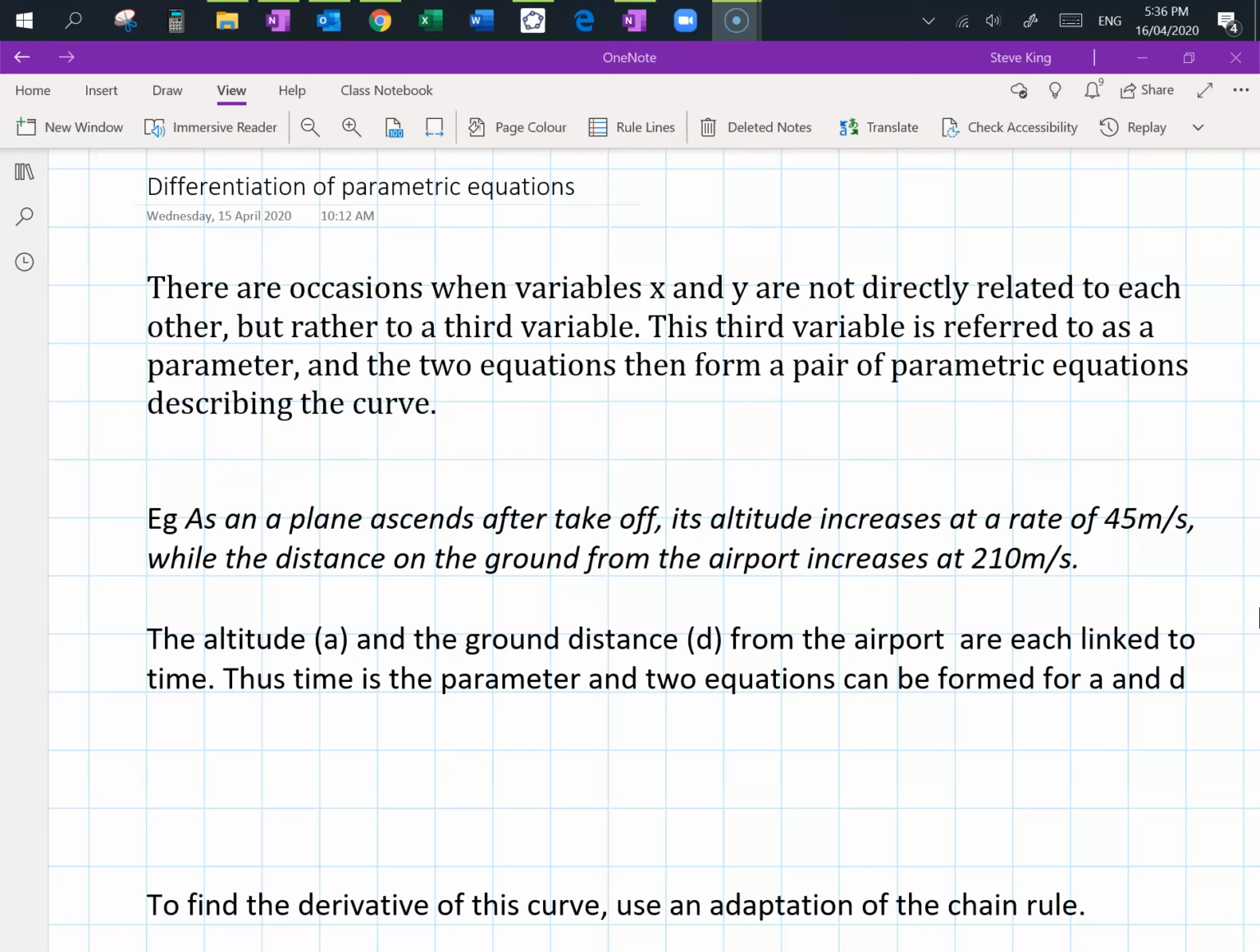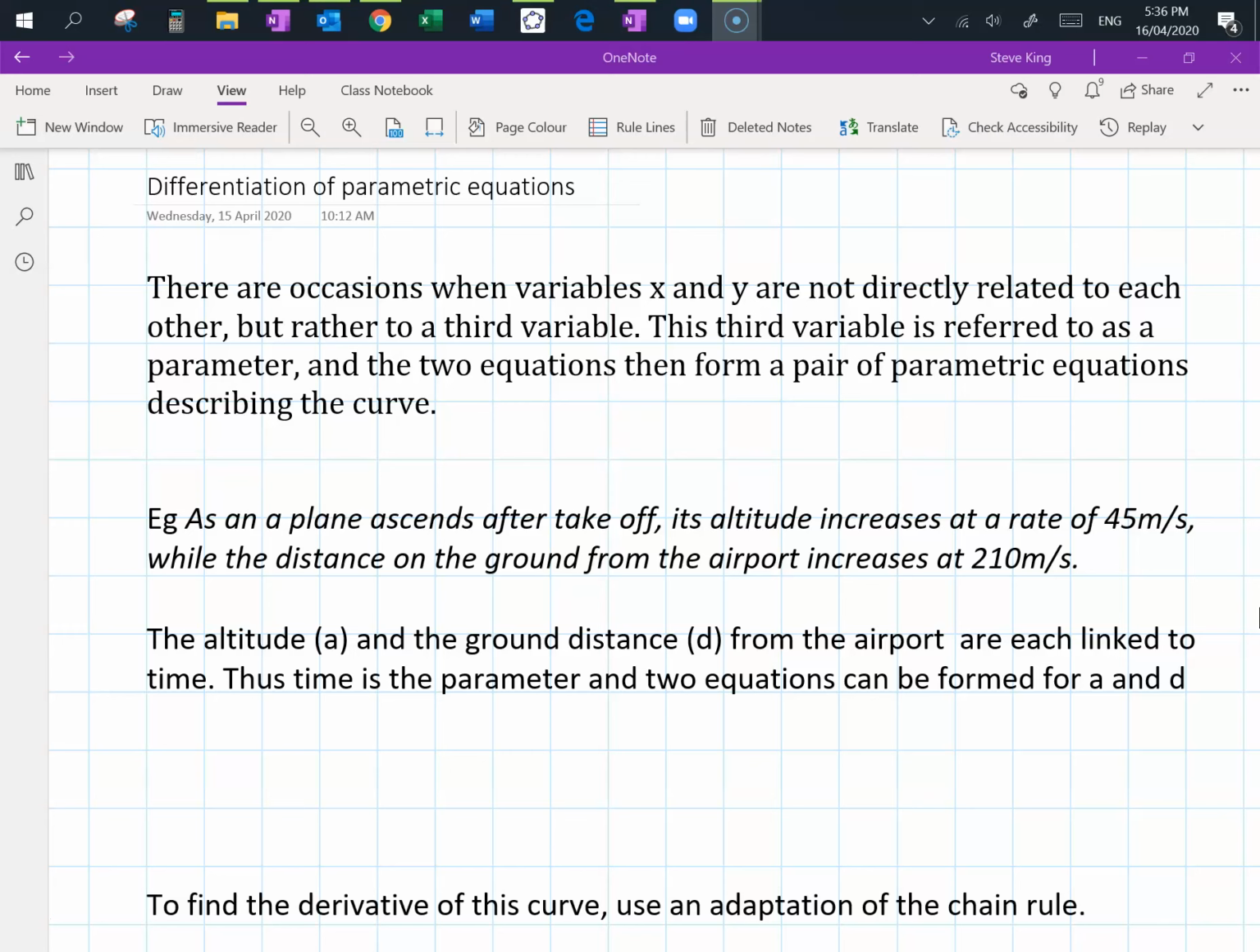Basically, we have situations where variables like x and y are not directly related to one another, but they're related rather to a third variable. This third variable, to which the other two variables are related, is called a parameter. And the two equations then form what are referred to as a set or a pair of parametric equations. And they will describe the curve that is trying to be explained.